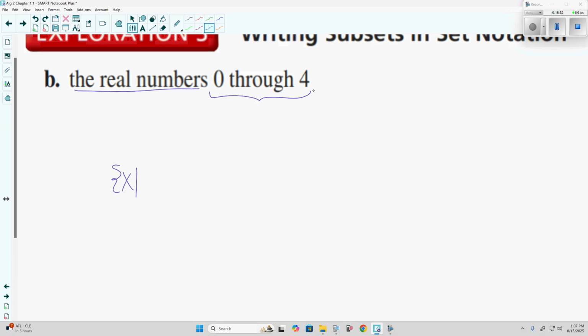Okay. And we know that x, our values that will work for this have to be between it. Now the question is, what are our inequality signs? We know 0 is going to be what? Less than or equal to x, which is going to be less than or equal to 4.